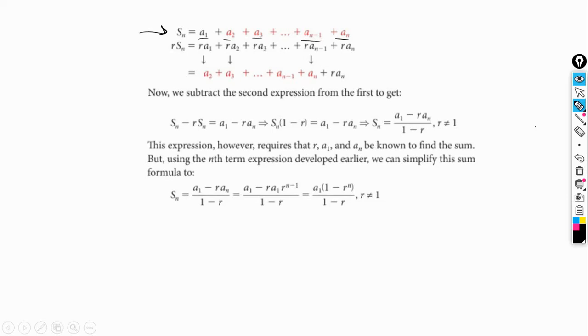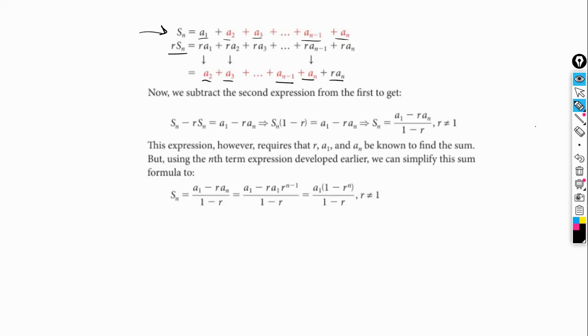Now if we grab the common ratio and multiply it by the first series, we're going to get r times a1 plus r times a2 plus r times a3 and so forth. But notice that r times a1 is simply the second term. R times a2 is the third term and so forth. So we're going to get this, right? We're going to get the term before the last one, the last term, and one extra term.